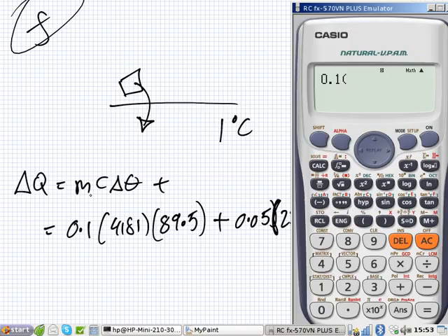What is it? 4181 times 89.5. Actually, 89.5 is common to everything, so I can just take that out. Plus 0.05 times 2300, plus 0.300 times 4181, times 89.5, and that's a lot. It's 160 kilojoules.